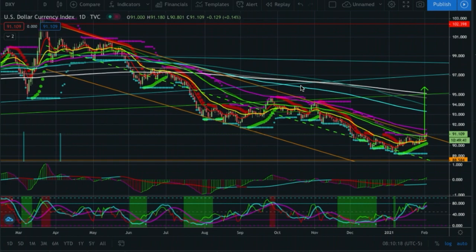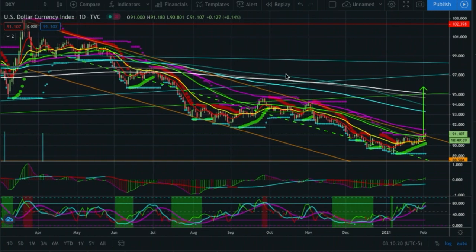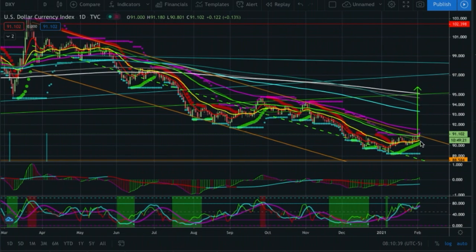So here we are on the DXY, and I've been talking about this for quite some time, how this was potentially looking like a bottoming area. Now we do have the daily chart pulled up here, and essentially we have been operating inside this channel since we topped out in April of 2020. And we have essentially sold down inside this channel for almost an entire year now, as we're in the beginning of February.